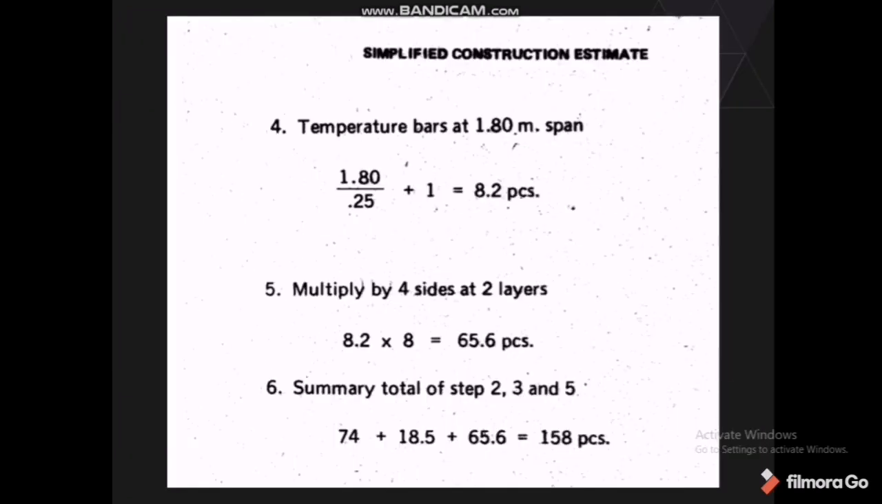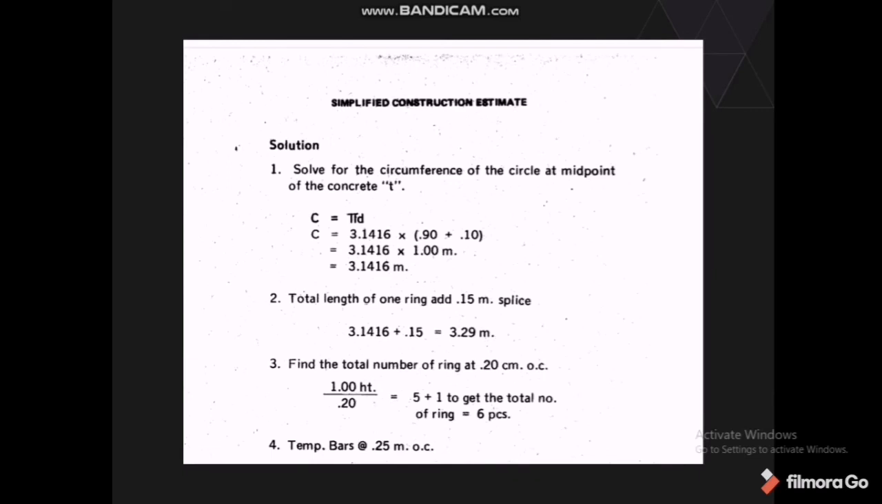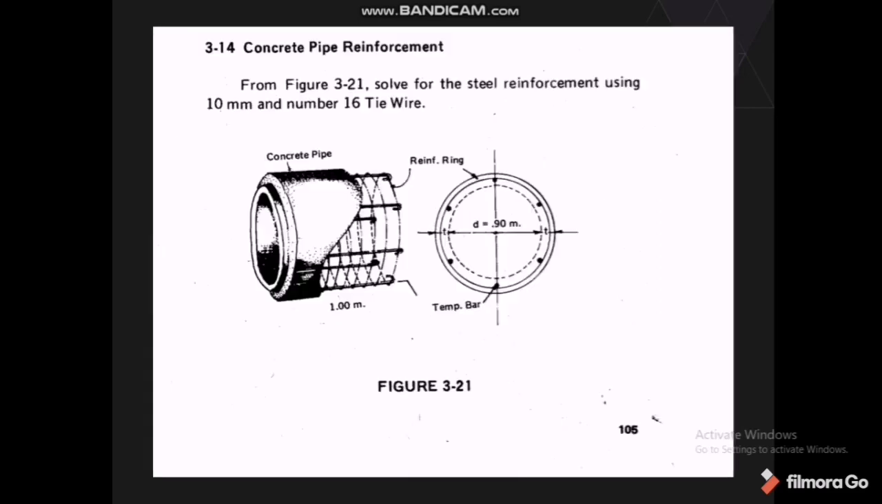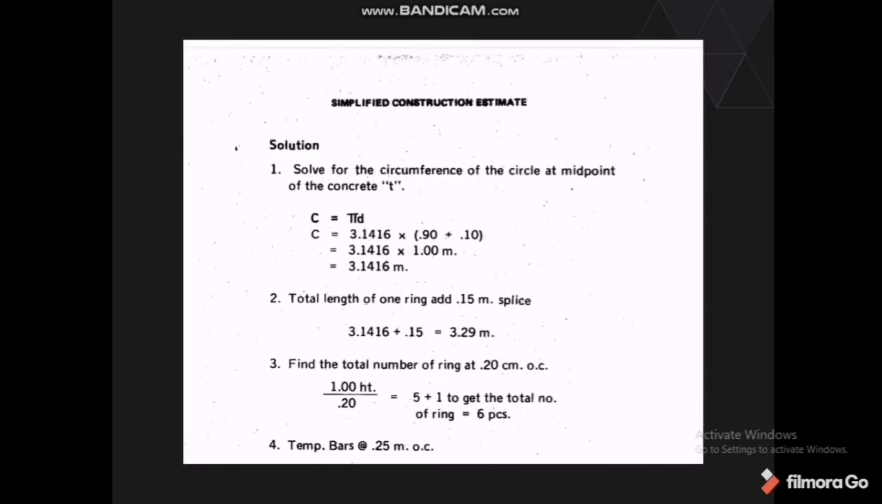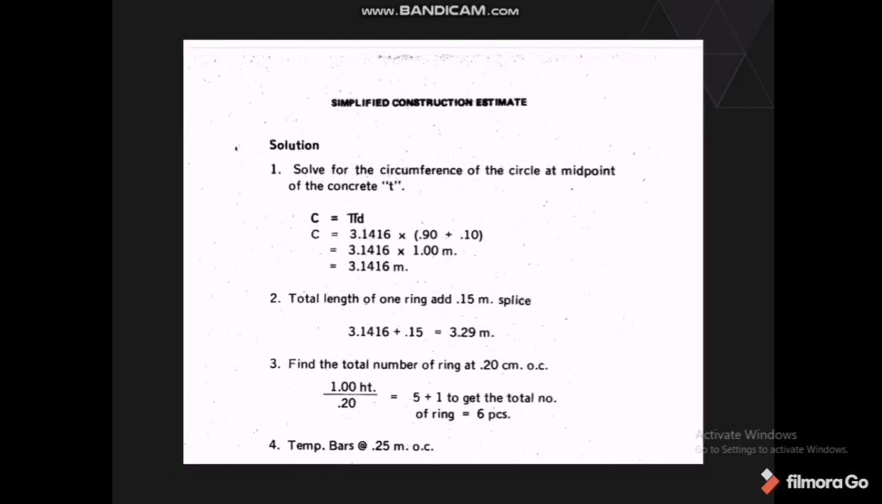Then the next problem is concrete pipe reinforcement. From figure 321, solve for the steel reinforcement using 10 millimeter and number 16 tie wire. First, solve for the circumference of the circle at midpoint of the concrete. Circumference is pi times diameter. So diameter is equal to 0.90 plus 0.10. So circumference is equal to 3.1416 times 0.90 plus 0.10. That is 3.1416 meters.